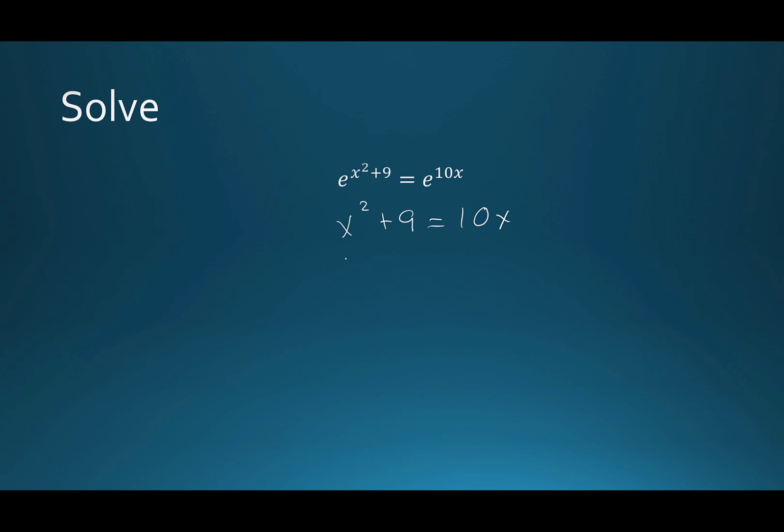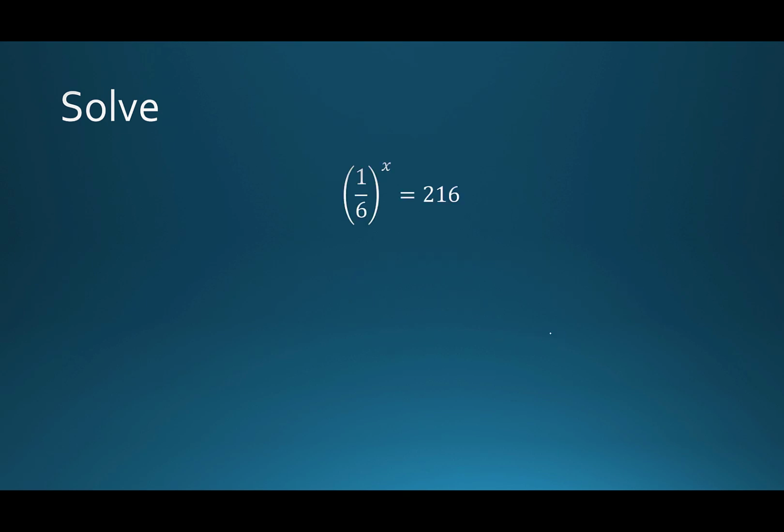I'm going to bring the 10x over. So I have x squared minus 10x plus 9 equals 0. And then we're going to factor. So this started as an exponential. It has turned into a quadratic. We're going to factor. Factors of 9 that give me 10 are 9 and 1. I have x minus 1, x minus 9. So x will be positive 1 and x will be positive 9.